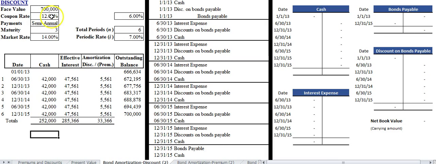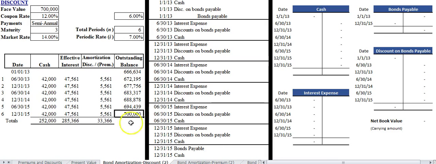This is in the bond and it'll never change. So you're going to pay 42,000 for 3 years, six times, because you pay twice a year. 42, 42, 42, 42, 42, and 42. Okay. Now you're going to receive 666,634. You're going to pay 700,000 out to the investor. So there's a total of 33,366 of extra cash that you're going to pay at the end. We're not going to wait till the end to recognize that as interest expense.